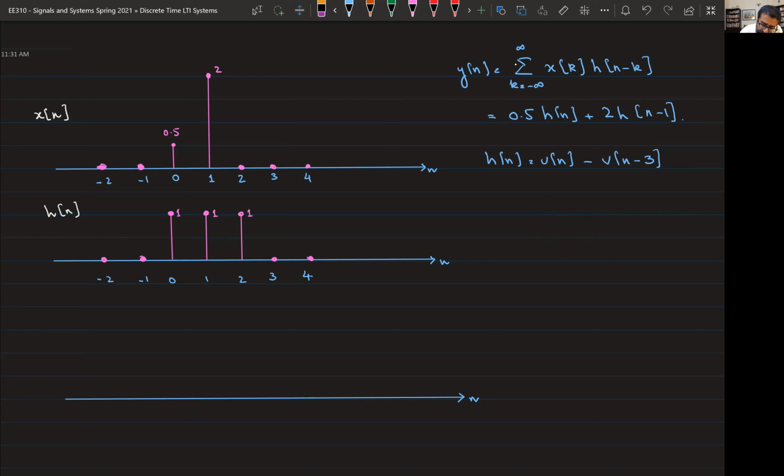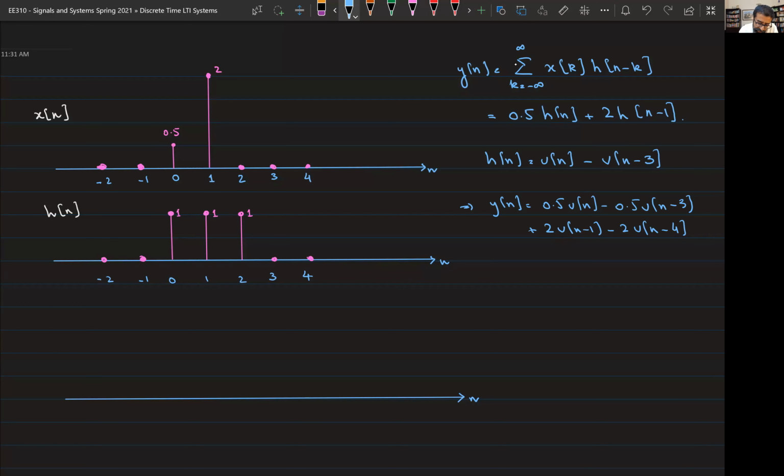Right? So if you go by that principle, this implies that y of n is equal to 0.5 u of n minus 0.5 u of n minus 3 and plus 2 times u of n minus 1 minus 2 times u of n minus 4. And that's a perfectly fine solution. Go ahead and do it. That's perfectly fine.